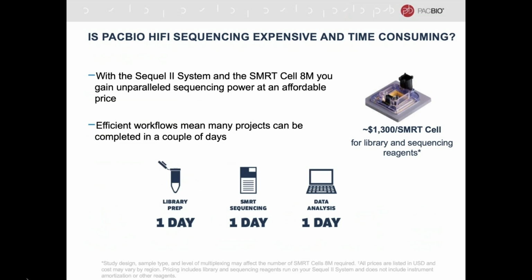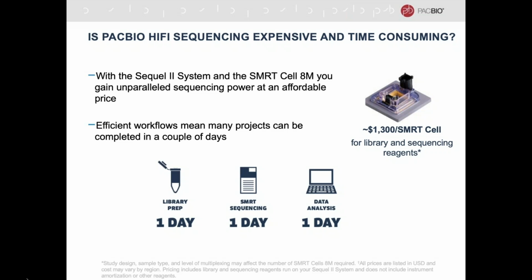So one of the things we get asked a lot at PacBio is, is HiFi sequencing expensive and time consuming? And the answer is simply no. With the Sequel II system and the SMRT Cell 8M, you're able to get very high throughput sequencing at a very high accuracy in a short amount of time and at an affordable price.